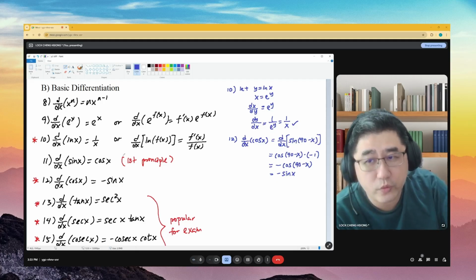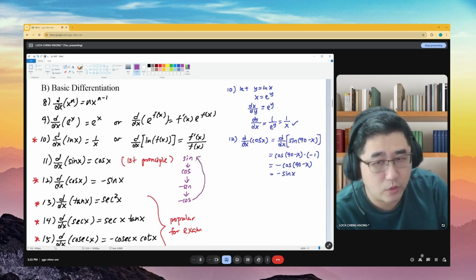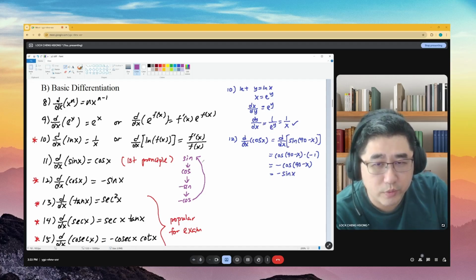So with rules 11 and 12 together, you should be able to see there's a connection. Sine goes to cos, cos goes to negative sine, goes to negative cos, and negative cos goes back to sine again. There will be a cycle of it. Of course, the arrow that I'm drawing right now is differentiation. Integration will be the reverse process of it.